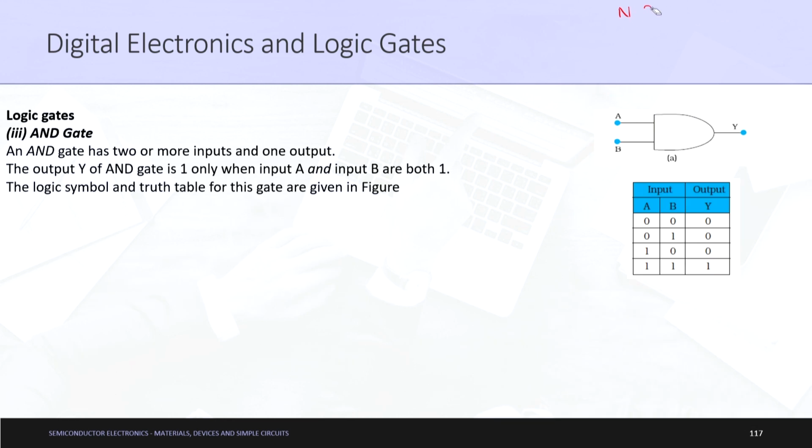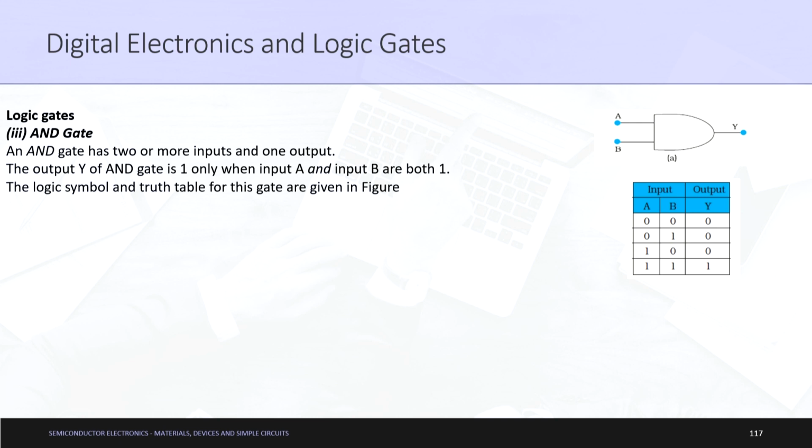Moving on to the next thing is your AND gate. So, an AND gate has 2 or more inputs, again as you can see it is having 2 or more inputs and only one output. Okay. How it is different? So, the output Y of AND gate is 1 only and only when both are 1. If either of them is 1, it is not 1, it is only and only 1 when you have both input signals as 1.